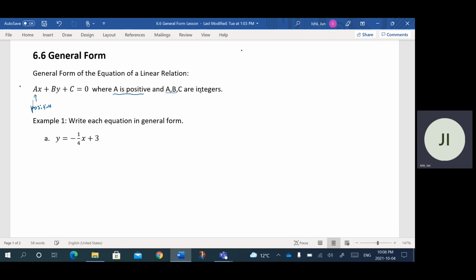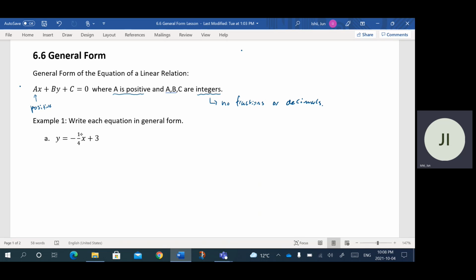And a, b, and c are integers. Integers means no fractions or decimals. What you'll notice here is there's a number in front of the x, a number in front of the y, added to a constant number, equal to 0. For the first example, we're just going to write each equation in general form.